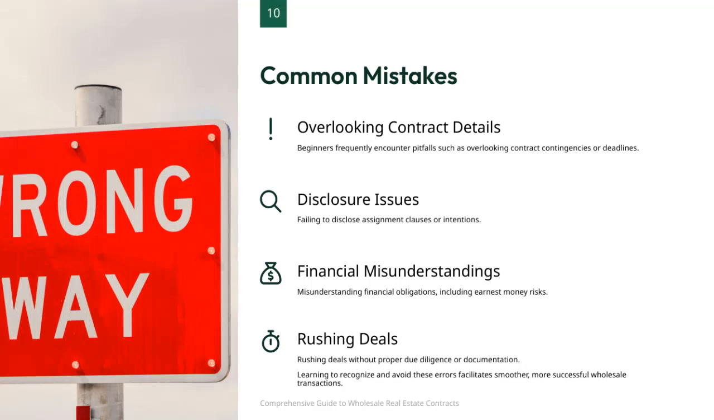One common mistake is overlooking contract details. Beginners often miss important contingencies or deadlines, which can cause serious problems later on. Another frequent issue is disclosure. Failing to disclose assignment clauses or your true intentions can lead to legal trouble.